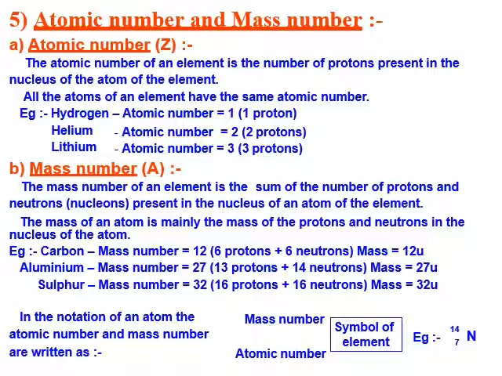Mass number is the sum of the number of protons plus neutrons, n plus p, in the nucleus of an atom. So carbon has mass number 12, 6 protons plus 6 neutrons. Aluminium has 13 protons, 14 neutrons, so the mass number will be 27. Sulfur has 16 protons and 16 neutrons, so the mass number will be 32. So how can we represent an atom? By symbol. Nitrogen is represented with the atomic number 7 written on the left-hand side, and 14 is the atomic mass or mass number.